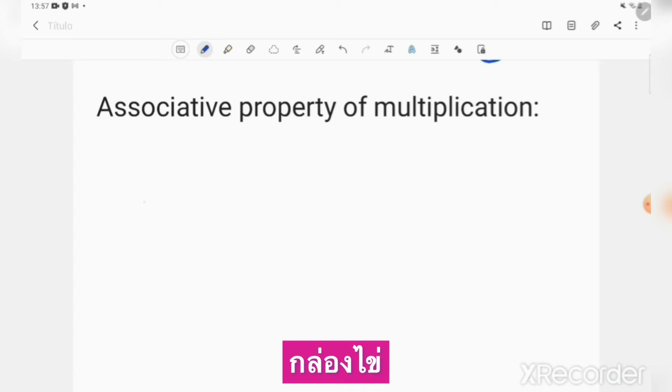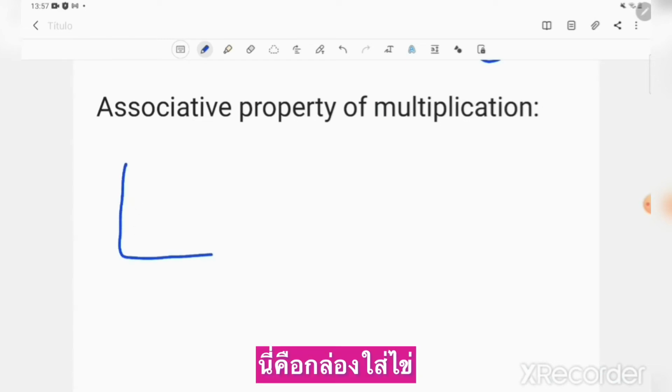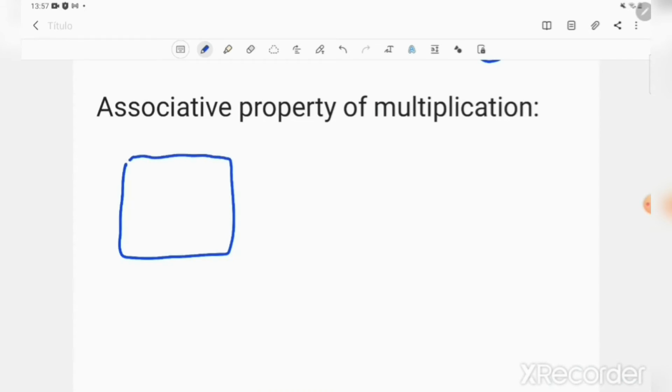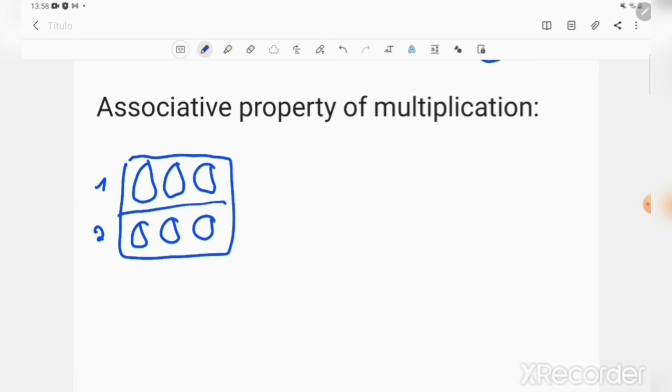It means that if we have 3 numbers, for example, here we have an example of egg boxes. This is an egg box. Inside the egg box there are 2 rows, and each row has 3 eggs. Okay, 3 eggs, and there are 1, 2, 3, 4, 5, 6 boxes of eggs.